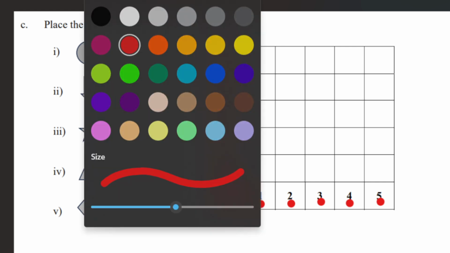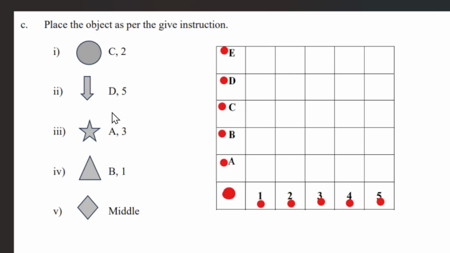Okay, first let's change the color because the color is given here. So C2, we have to place a circle in C2. So where is C? We have C here and 2 is here. So C2. So this one is C2. So we are going to draw a circle over there.